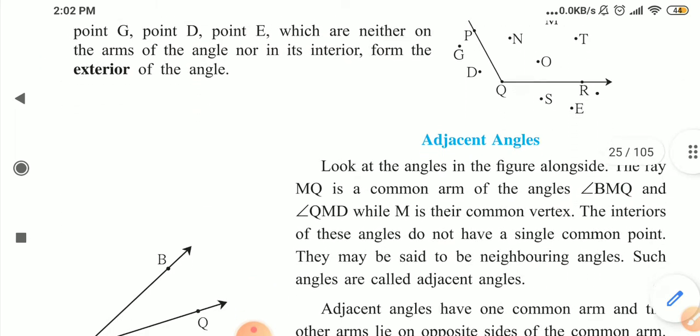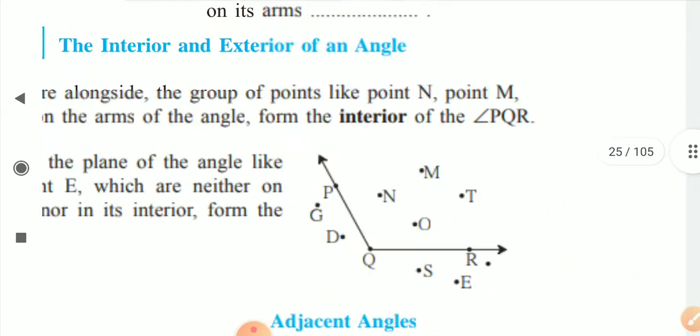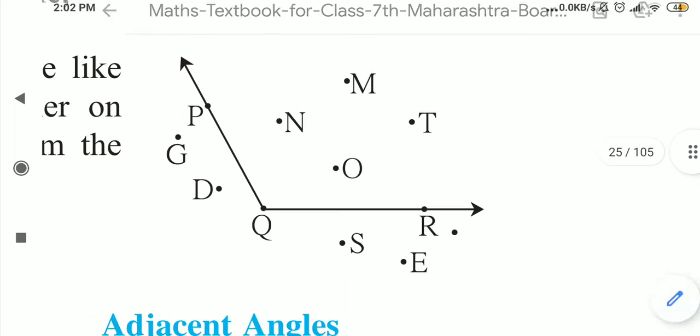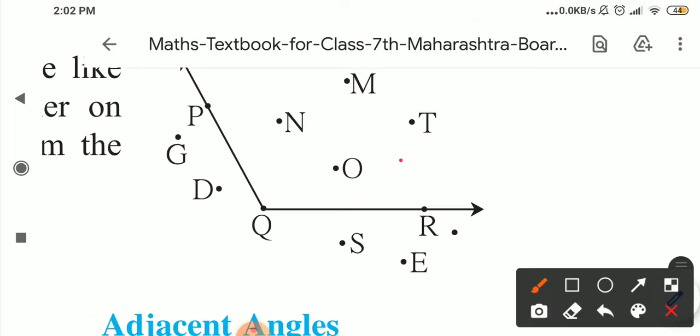Next point is the adjacent angle. So interior, exterior, if it is clear, suppose I plot here some points: here I plot L, here X, here Y, here Z, here C, here M, N, U. So you just think about it.